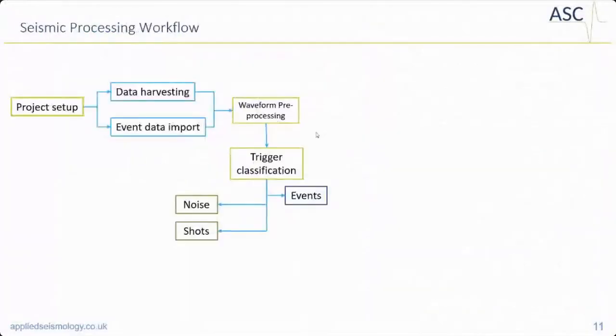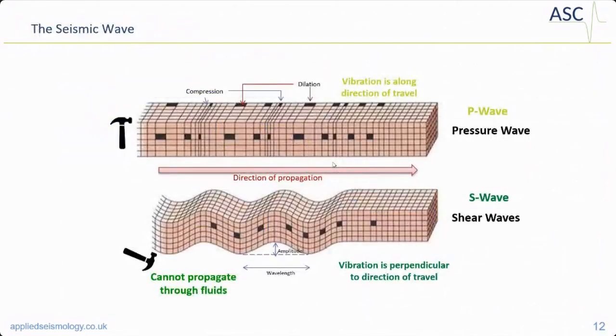Which takes us to the next step, which is the main one, which is processing. And processing events involve identifying our arrivals. This is a quick sketch. You surely are all familiar with this, which is what's inside our seismic wave.